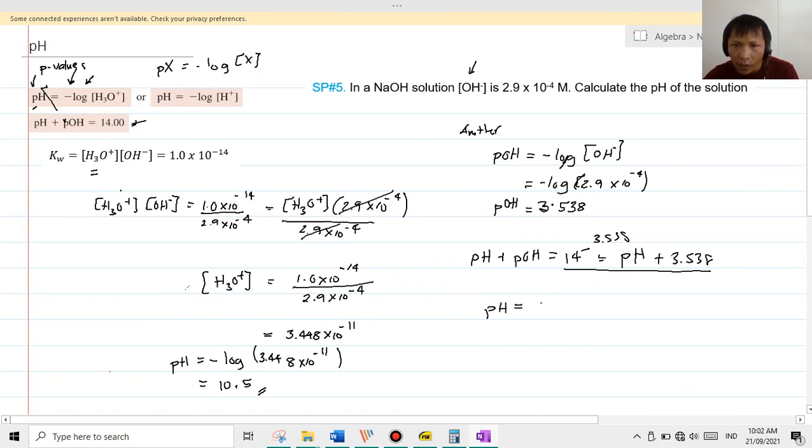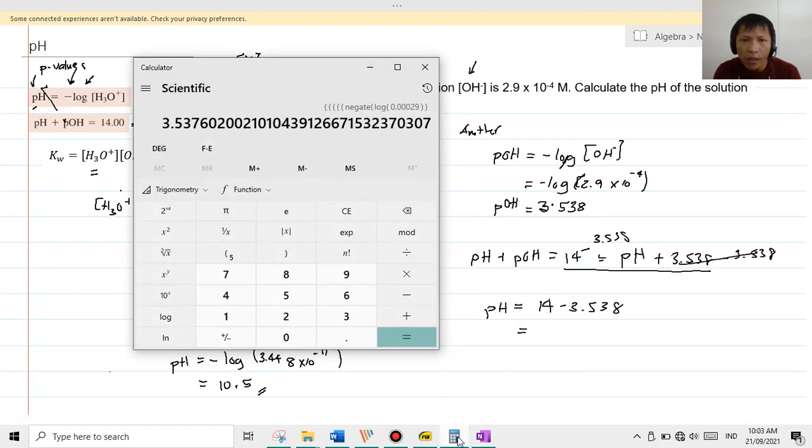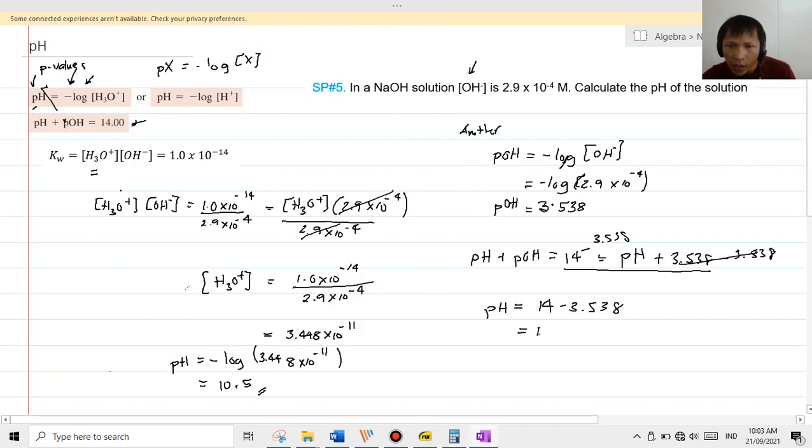So your pH now is 14 minus 3.538. And then it must give me the same value. 14 minus 3.538 will give me 10.46, or 10.5. So they are the same. So that is two solutions. Thank you, guys.